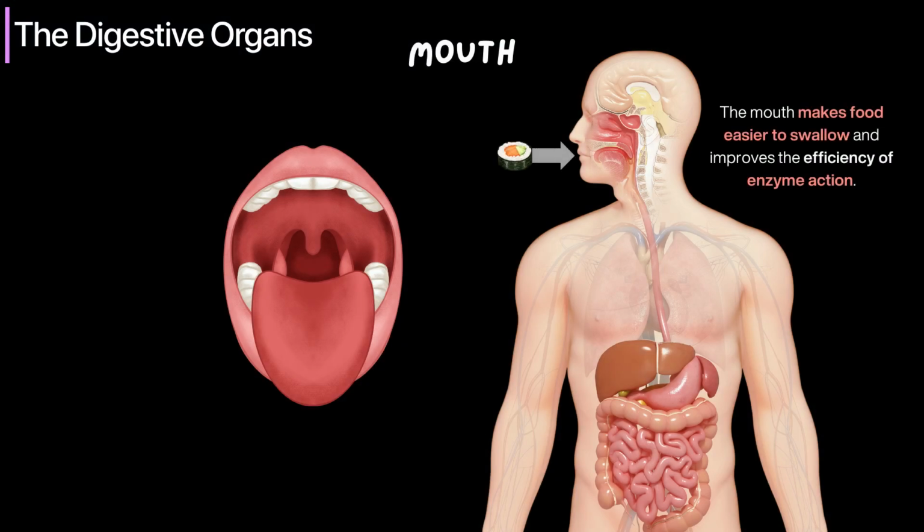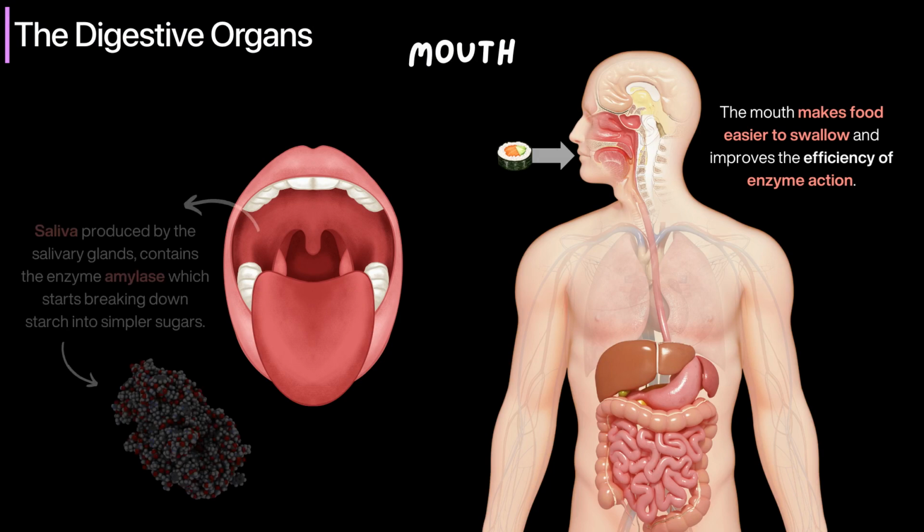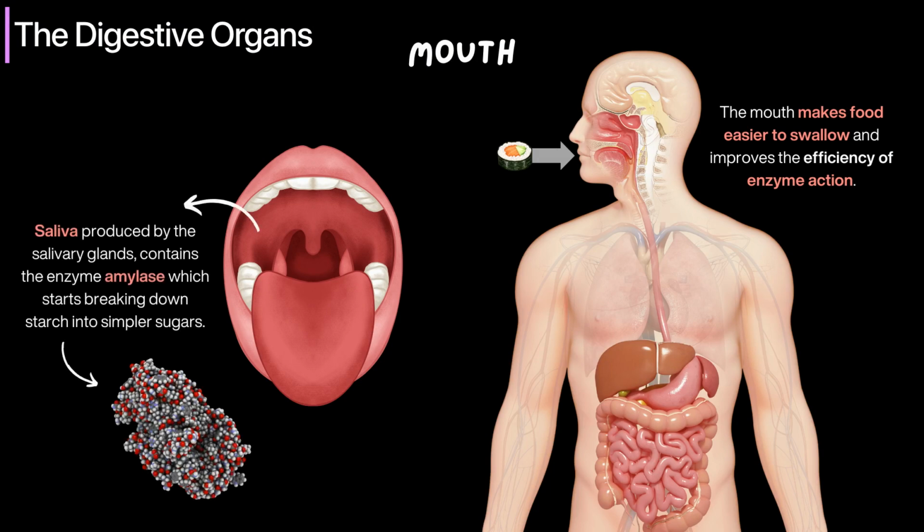The following organs make up what is known as the digestive tract, which is the passage along which food passes through in the body. The mouth makes food easier to swallow and improves the efficiency of enzyme action. Saliva, produced by the salivary glands, contains the enzyme known as amylase, which starts breaking down starch into simpler sugars.